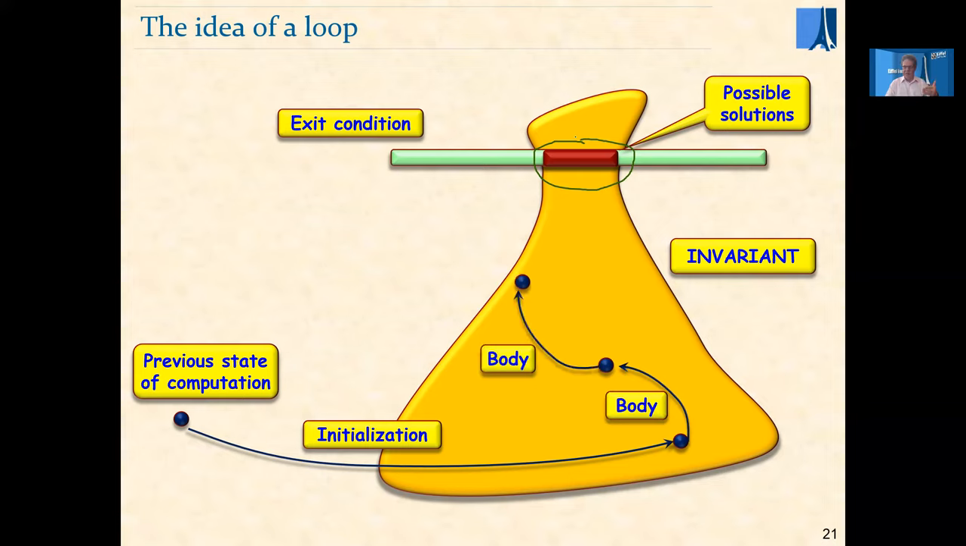And the purpose of the body is to get us closer to the exit condition without, of course, ever leaving the invariant. That's a no-no. We can never get out of the invariant. We're going to stay there. By doing so, we have reduced the difficult problem of reaching a solution to two, in good cases at least, much easier problems.